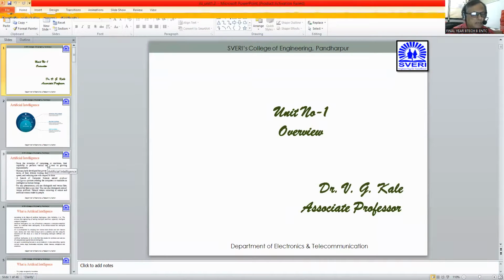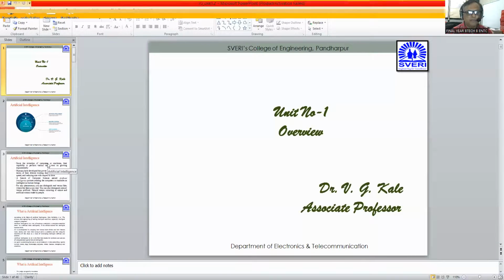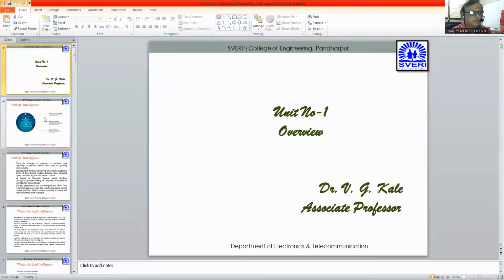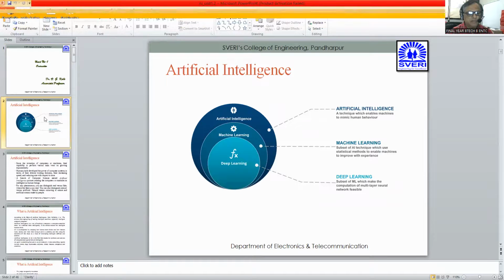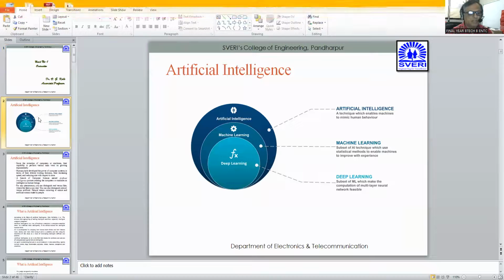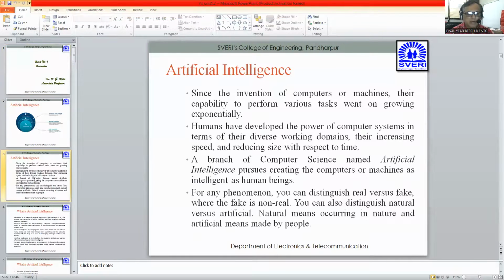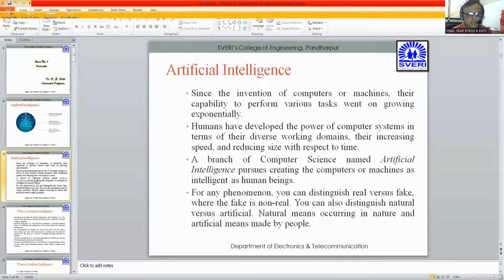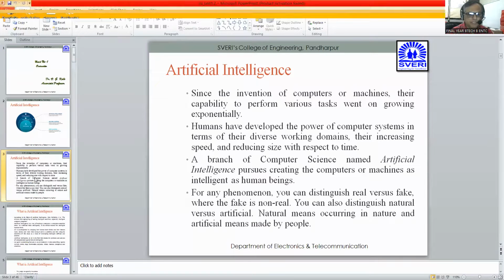Okay, so we will start the fourth lecture on artificial intelligence overview. What we have seen in the last lecture is the Venn diagram of deep learning, machine learning, and artificial intelligence. Actually, we are going to deal with artificial intelligence, which is nothing but mimicking the human behavior, which allows the machines to mimic the human behavior. That is what is called artificial intelligence. We have seen a number of definitions, especially artificial intelligence as a branch of computer science that is pursuing creating computers as intelligent as human beings.